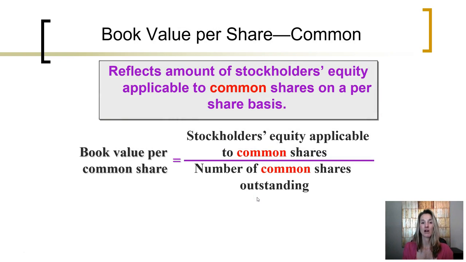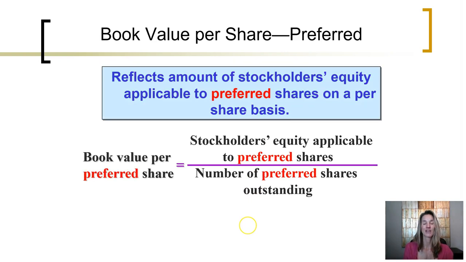Book value per share on common reflects the amount of stockholders' equity applicable to common shares on a per share basis. Total stockholders' equity applicable to common shares divided by the number of common shares outstanding. So to calculate the stockholders' equity applicable to common shares, the portion of stockholders' equity attributable to preferred would need to be deducted from that amount prior to dividing by common shares outstanding.